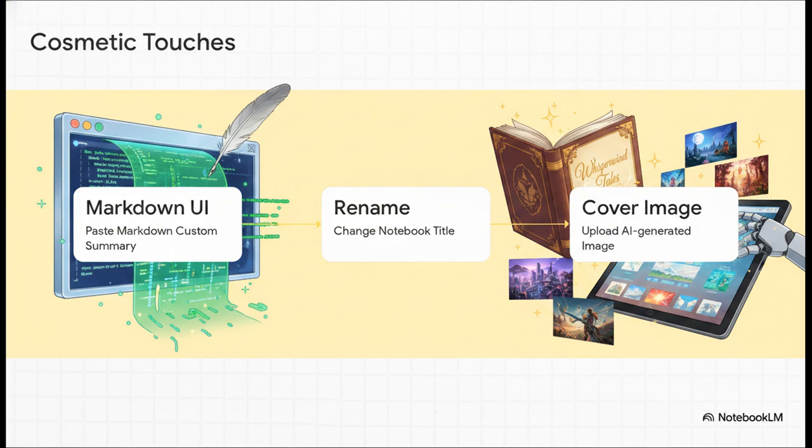To wrap up the look and feel, it's just 3 quick tweaks. First, paste that new Markdown formatted custom summary into the welcome note. Second, change that generic untitled notebook name to something catchy. And third, grab that image prompt Gemini gave you, run it through an image generator, and slap the resulting image on as your notebook's cover. Your machine is officially assembled and looking incredibly sharp.